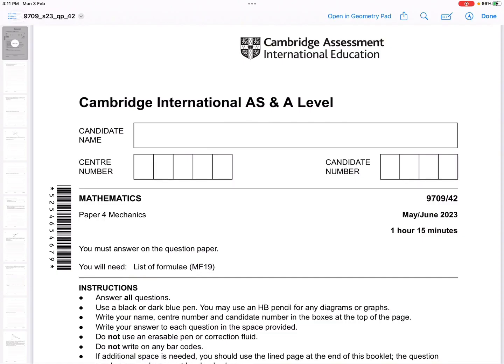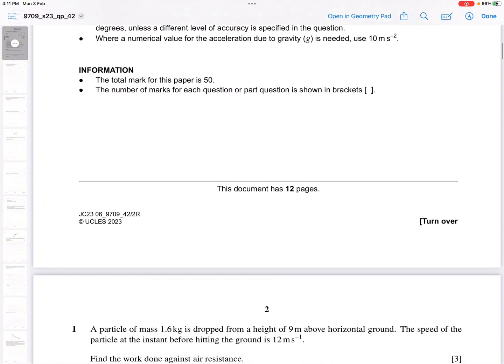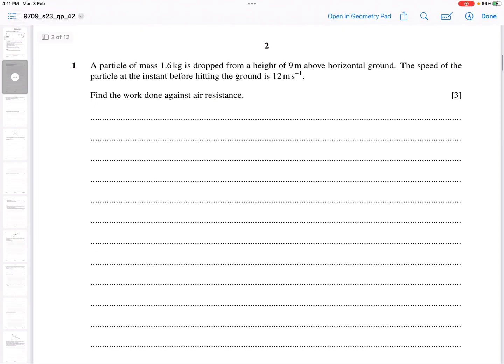Today we are going to solve 9709 paper 4-2, which is Mechanics M1, May June 2023. Our first question is, a particle of mass 1.6 kg is dropped from a height of 9 meters above horizontal ground. Speed of the particle at the instant before hitting the ground is 12 meters per second. Find the work done against air resistance.